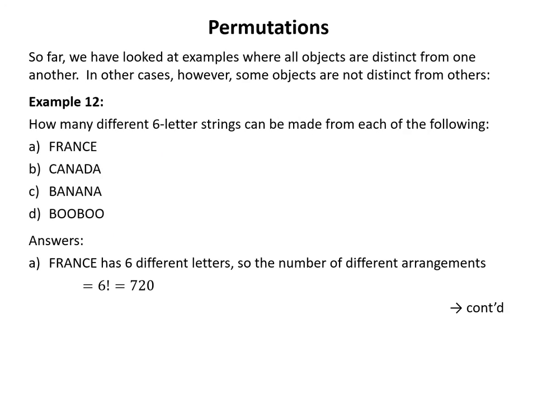So far, we've looked at examples where all objects are distinct from one another. In other cases, though, some objects are not distinct from others. In example 12, we're asked to figure out how many different six-letter strings can be made from each of the following. Part A, we have the word France, part B, Canada, part C, banana, and part D, boo-boo. So the answers are as follows. In part A, the letters in France are six different letters, so we calculate the number of arrangements as we did before: 6 factorial, and the answer is 720.